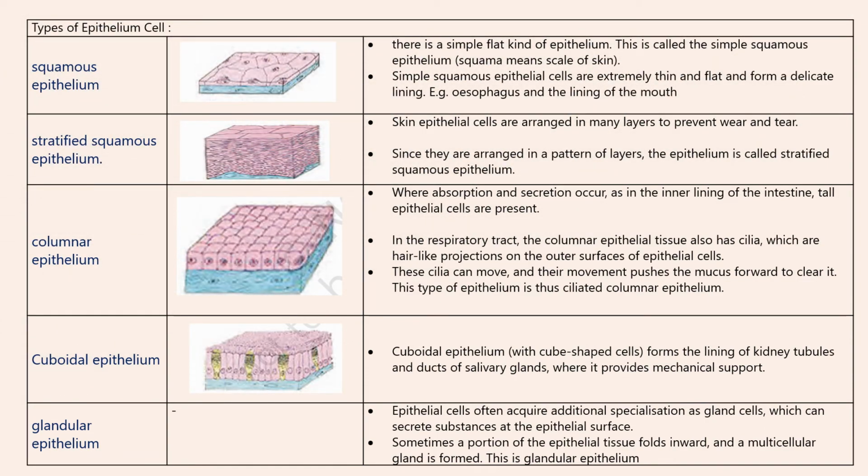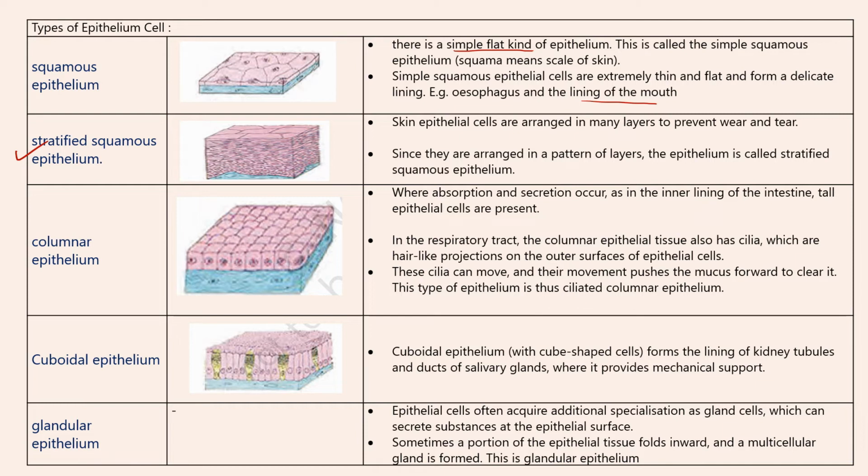Now the first type is squamous epithelium. This is a very simple kind of epithelial cell, a simple flat kind of cell. They are present in the esophagus and in the lining of the mouth. They are extremely thin and flat, so they are known as squamous epithelium. Second is stratified squamous epithelium. These cells are arranged in many layers, so that's why they are known as stratified squamous epithelium.